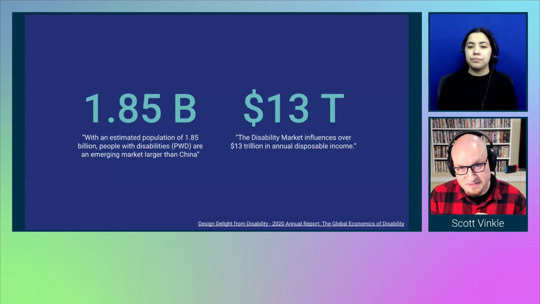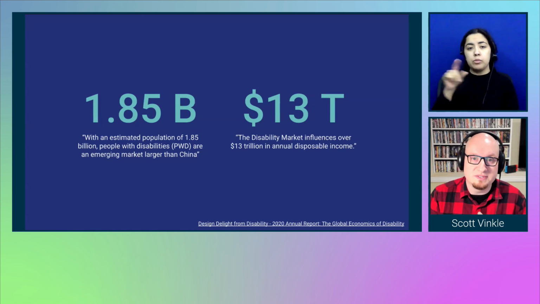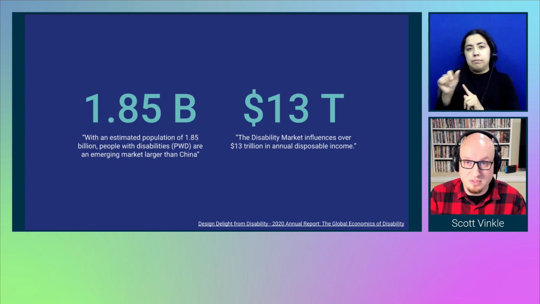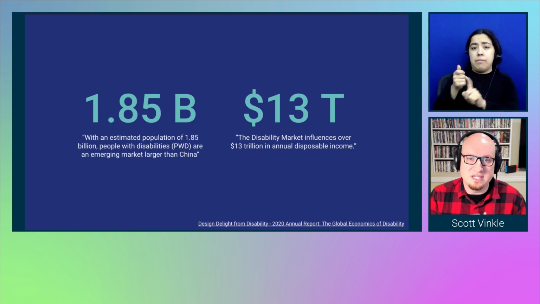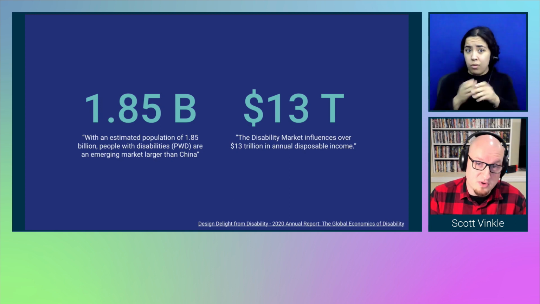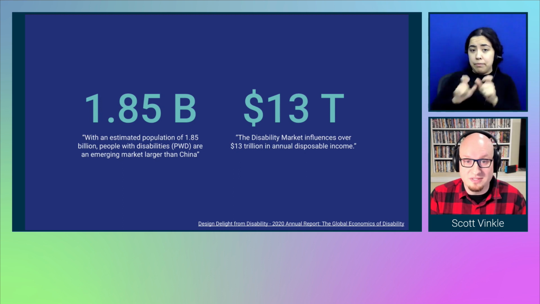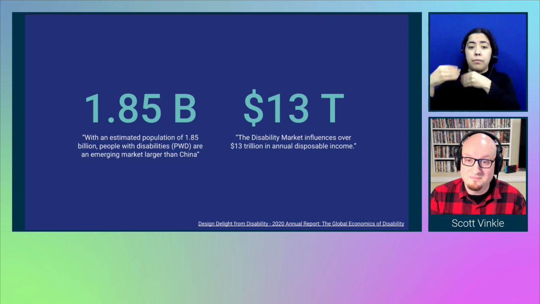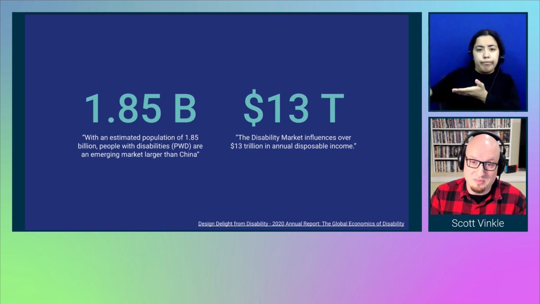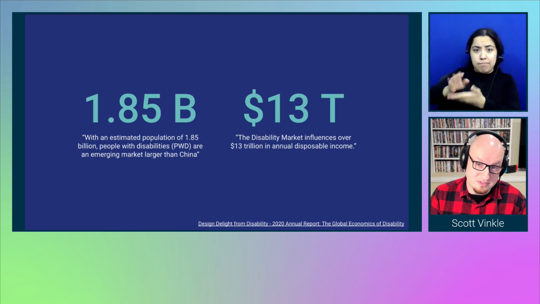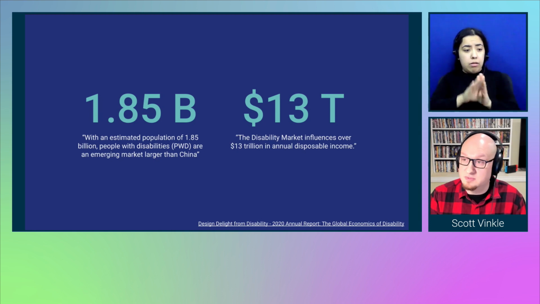So for some statistics from the 2020 Global Economics of Disability Annual Report, there's an estimated 1.85 billion people who identify as having disability. And this number does not include those who may not identify with having disability, so the total could be even more. And the disability market influences over 13 trillion in annual disposable income. And that's some serious spending power, which should not be ignored. And as the world population grows, so do the number of people with disabilities, as well as the total amount of disposable income.